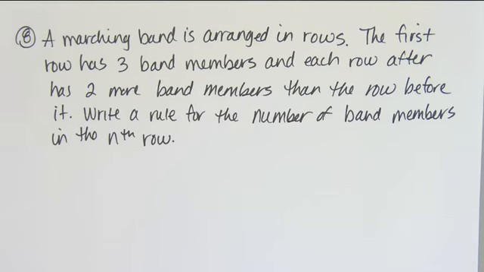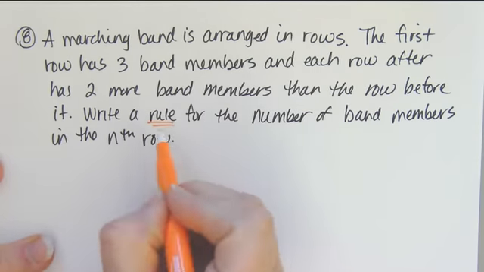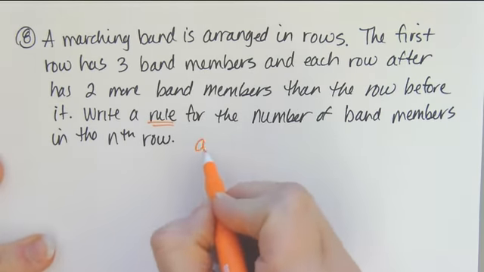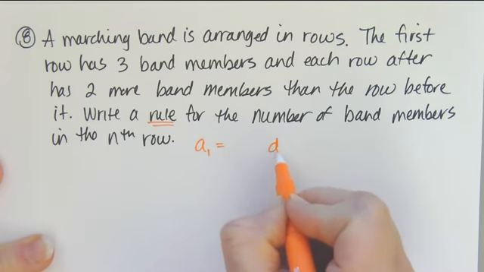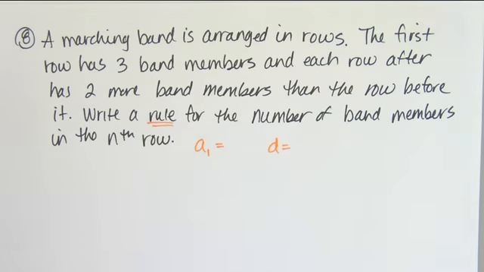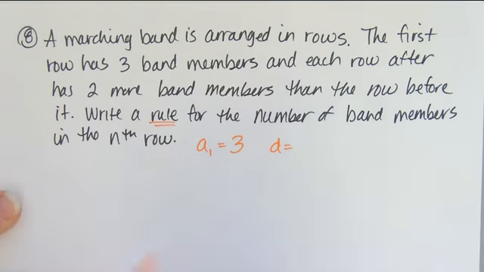Write a rule for the number of band members in the nth row. So remember, whenever you're asked to write a rule, you should think, I need two things. I need the first term, and I need the common difference. I know this is a very wordy problem, but if you look, I tell you that there's 3 in the first row. So there's my first term, right there.